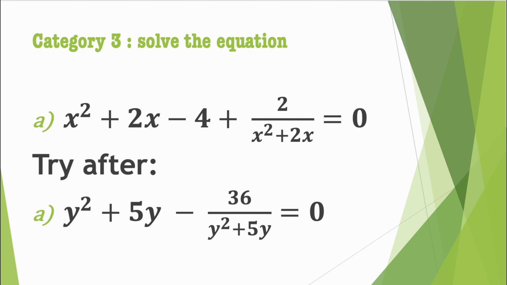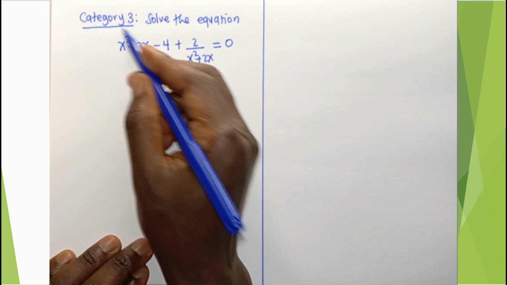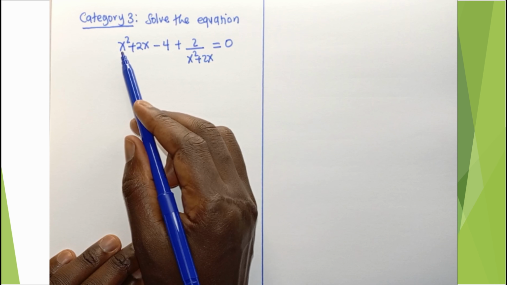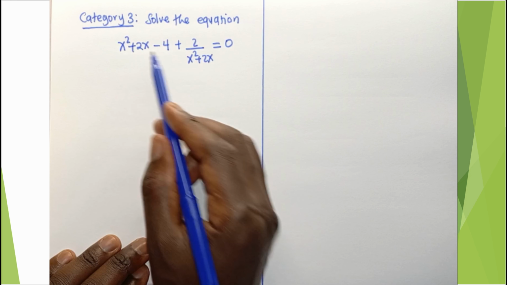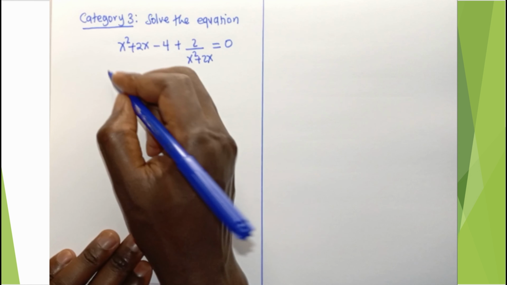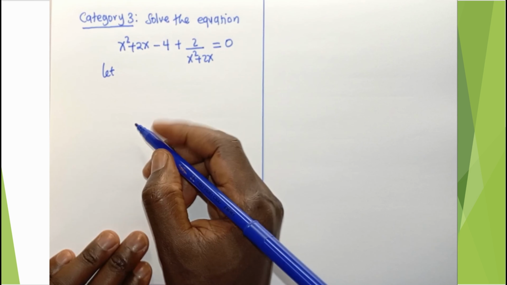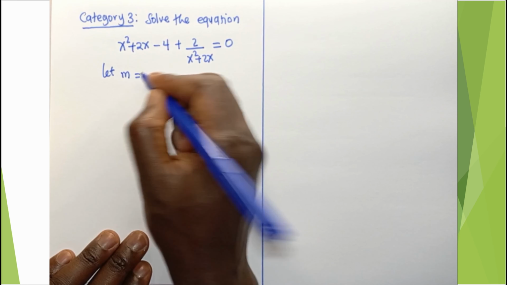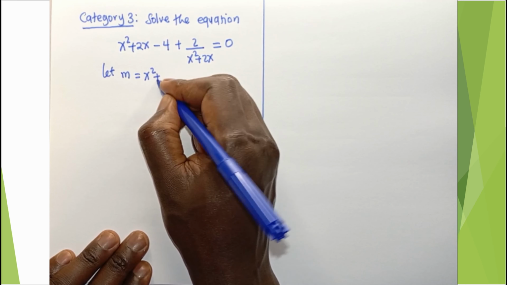The third category is equations with an unknown that resemble these ones, and they are always like these. Equations where some parts of it are the same, and this is how we do such equations. When you find such equations in category 3, you focus on the parts that are similar. We have x squared plus 2x and then x squared plus 2x down here. So we let that similar part be something. In this case, m is equal to x squared plus 2x.